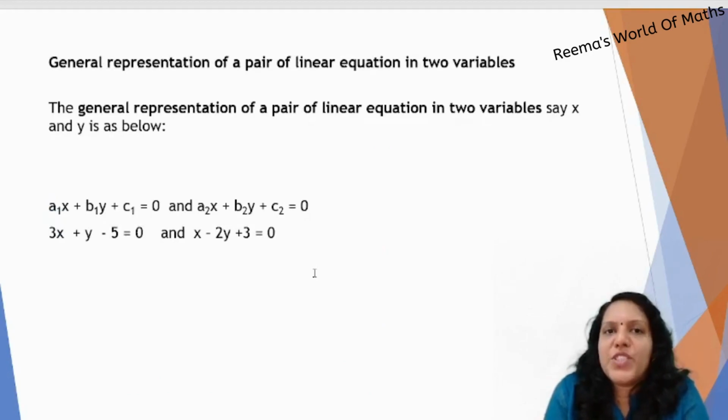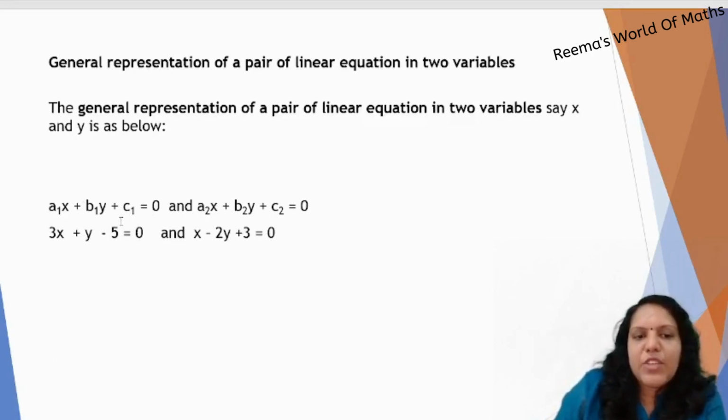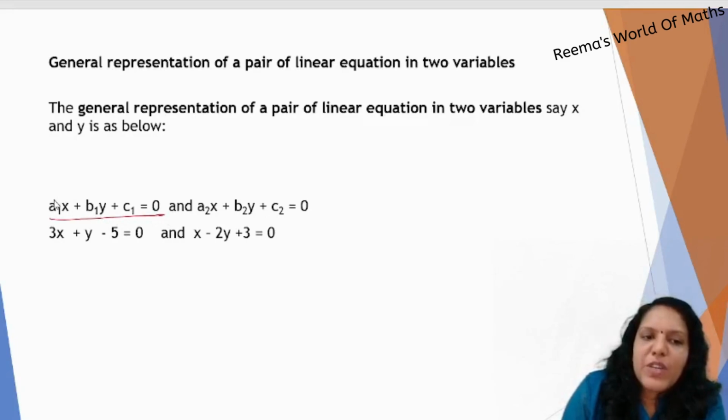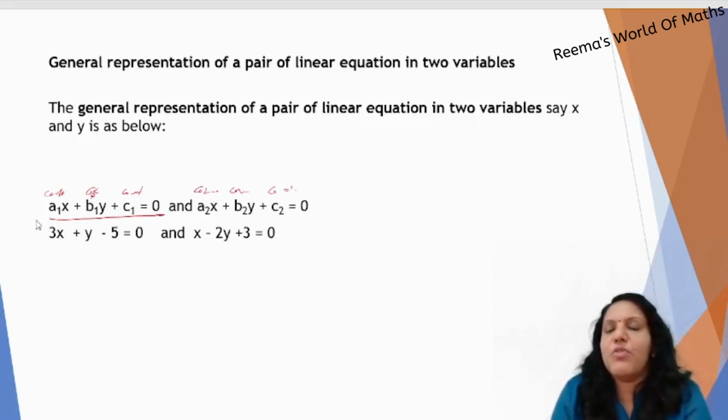We know a linear equation can be generally represented as a1x plus b1y plus c1 equal to 0. Here a1 is the coefficient of x, b1 is the coefficient of y, and c1 is the constant. And the second equation is a2x, where a2 is the coefficient of x, plus b2y, where b2 is the coefficient of y, plus c2, which is the constant. This is the general representation of linear equations.